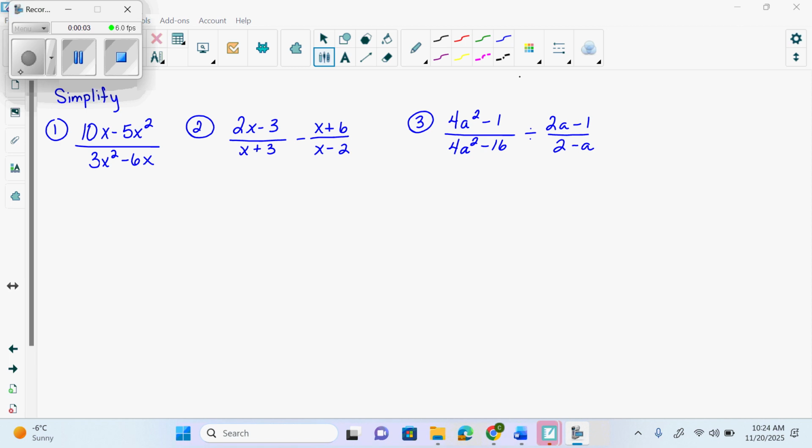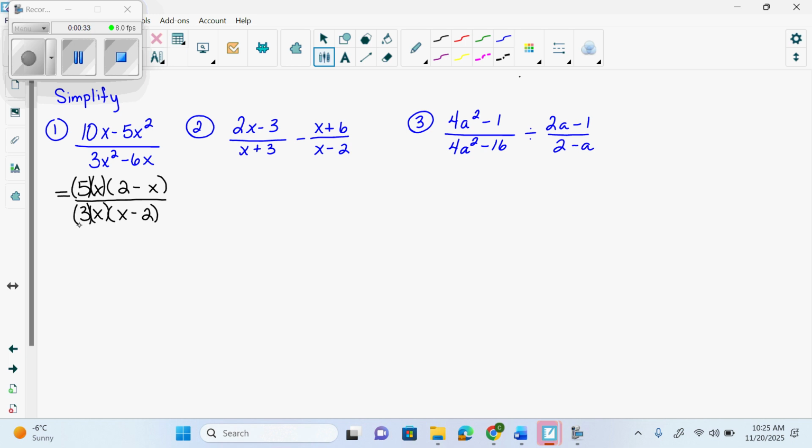This is just a plain old simplifying one. So our GCF, difference of squares, all the numerators, all the denominators, right? We have rules for each. When we see what we see, we do. So for this one, I can take out a 5 and an x, and I'm left with 2 minus x. And this 5 and the x, the GCFs are always your monomials. In the denominator, I can take out a 3x, and I'm left with x minus 2.